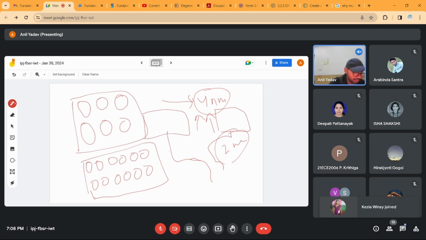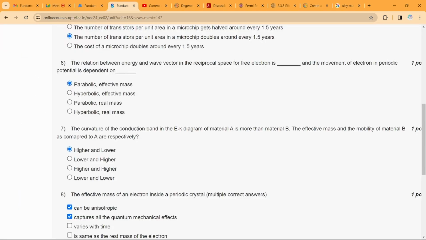Okay. Now another question: the relation between energy and wave vector in the reciprocal space for a free electron is blank. I have already covered this one, but there is also the concept of effective mass, so in the next one I will do that also.